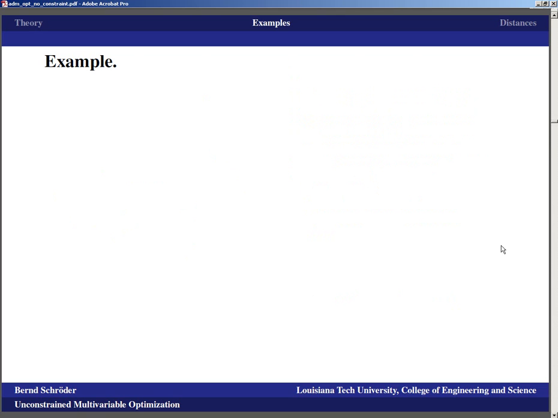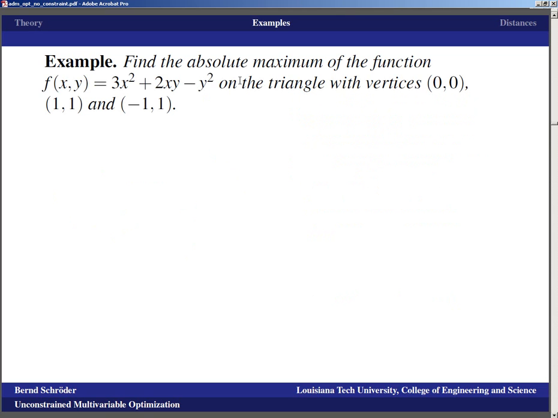Okay, now we can take a look at some examples. So let us find the absolute maximum of the function f(x,y) = 3x² + 2xy − y² on a triangle with vertices (0,0), (1,1), and (−1,1). Well, let's visualize that first. We have an x-axis, we have a y-axis. Here's the origin, (0,0). Here's the point (1,1). Here's the point (−1,1). And then we are interested in the absolute maximum of this function on this triangle here.